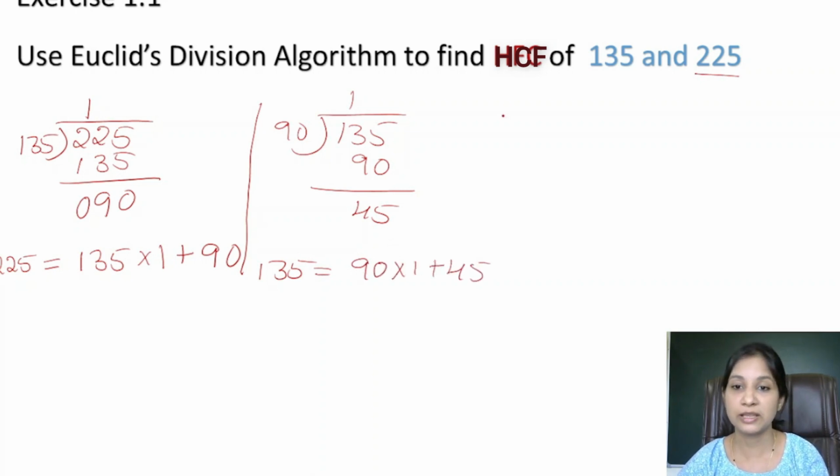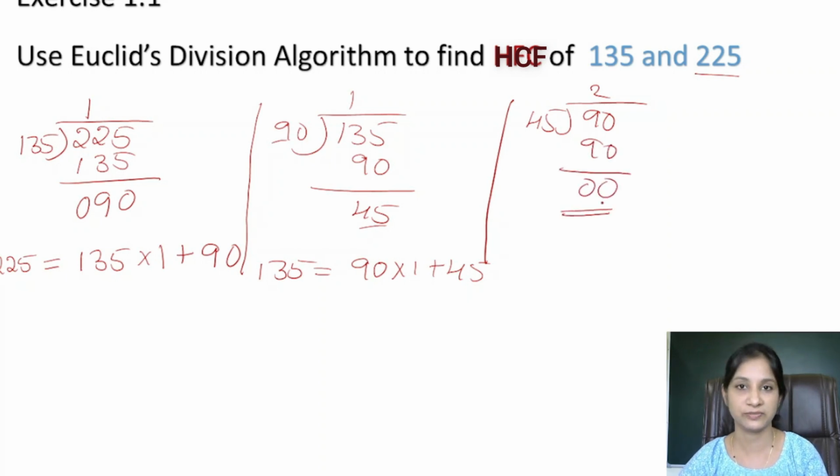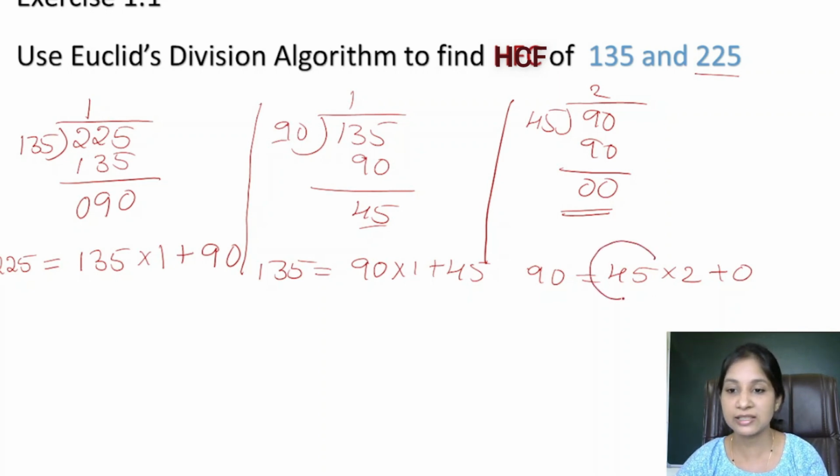Now, what will be our next step? Yes, I can divide 90 by 45. These two, 45 and 90, I am taking. 45 twos are 90. So our remainder is 0 here. Now we can't go further. I can write this as 90 equals 45 multiplied by 2 plus 0. I got 0 here. So here the divisor is 45.